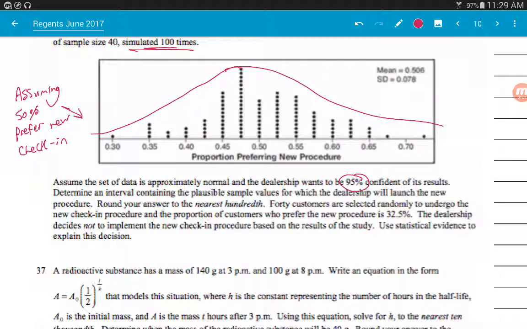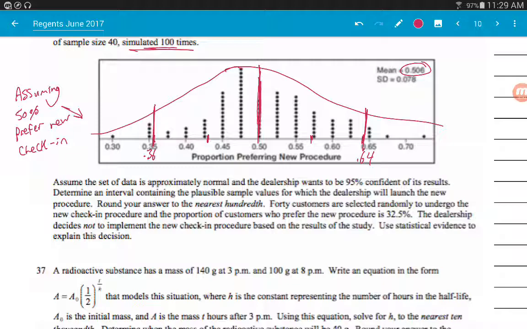95% confident. Our mean is 0.50, so our mean is here. And the standard deviation is 0.07. So we would go up 0.07, so 0.57, and then 0.64, and that's the top. We'd go down 0.07, so this would be 0.43, and then 0.36, and that's your other end, so it's 0.36 to 0.64. That's your 95% confidence interval.